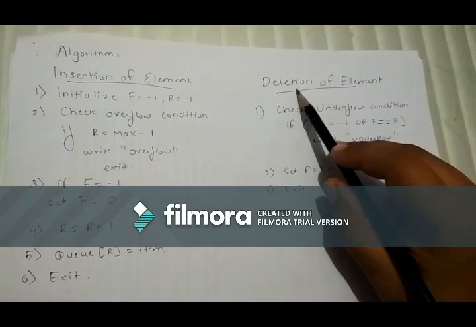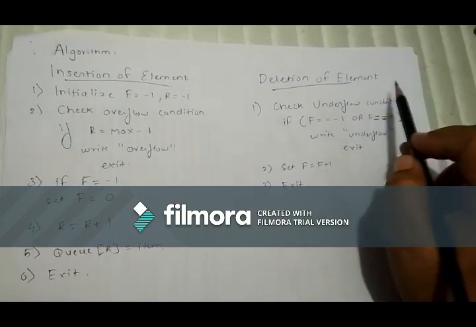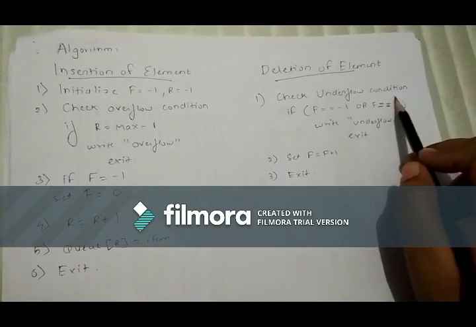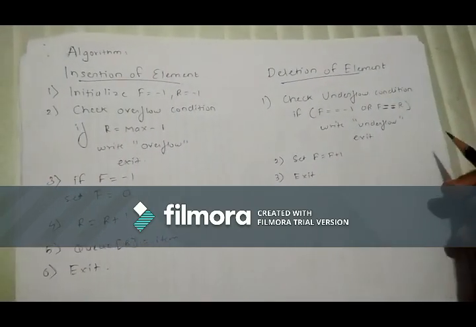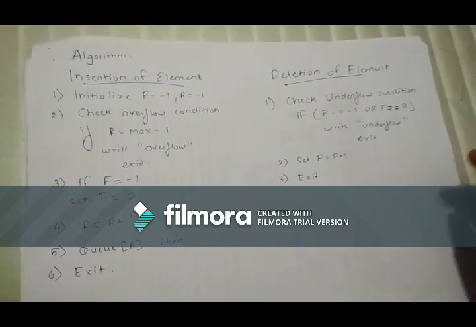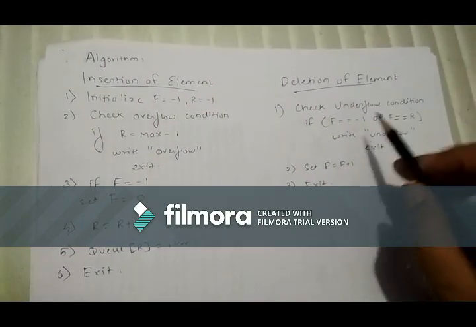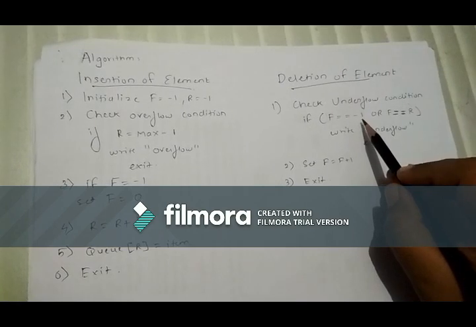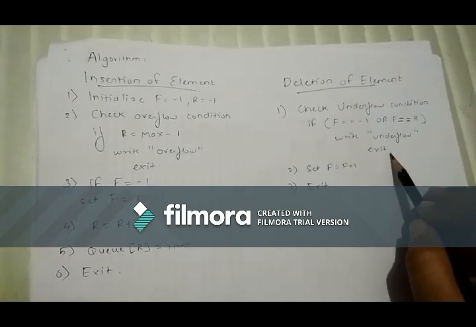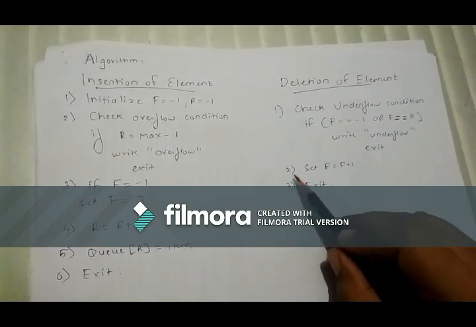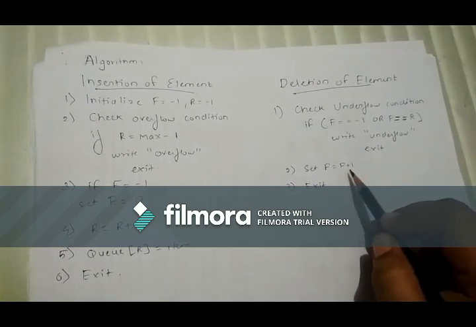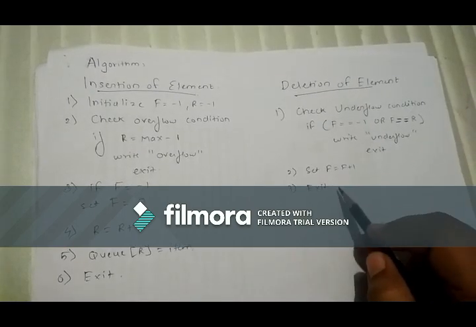Now we will see the algorithm for deletion of an element from the queue. First of all, we will check the underflow condition, that is whether the queue is empty or not. If the queue is empty, we cannot delete any element because it does not have any element. So if f is equal to -1 or f is equal to rear, we write underflow and then exit. Then if the queue is not underflow, we will increment the value of front and then exit.